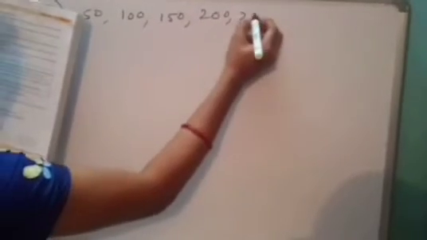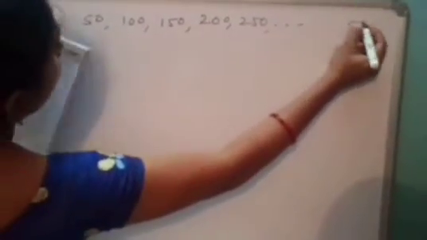Total savings in rupees after every month for 10 months, when 50 rupees are saved each month, are 50, 100, 150, 200, 250 and so on, up to 500.